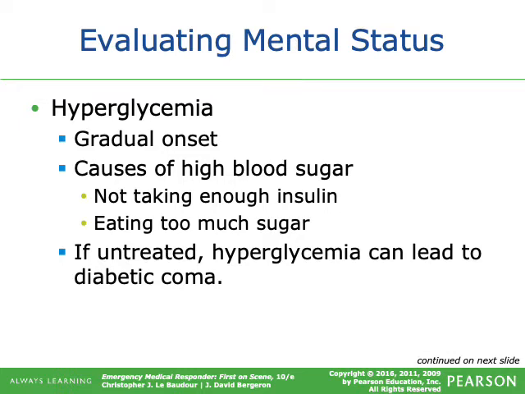Alright, evaluating mental status for the hyperglycemic patient. It's generally going to be a more gradual onset than hypoglycemia. It can cause a high blood sugar. Some common causes are not taking enough insulin or eating too much sugar or too many simple carbohydrates. If left untreated, hyperglycemia can lead to a diabetic coma. Like I said, this takes a lot longer than hypoglycemia.